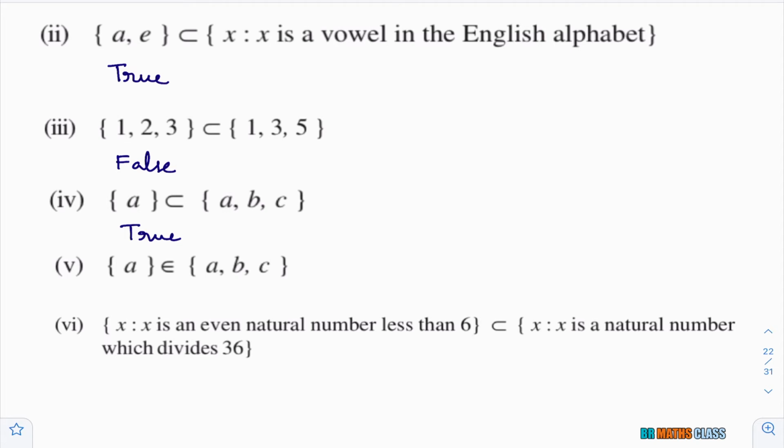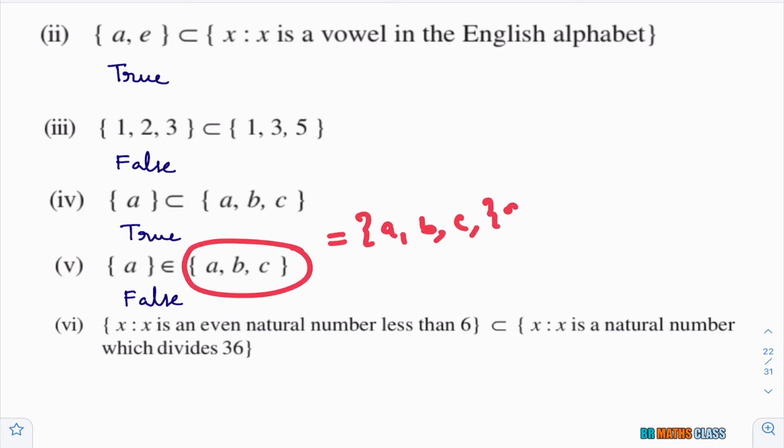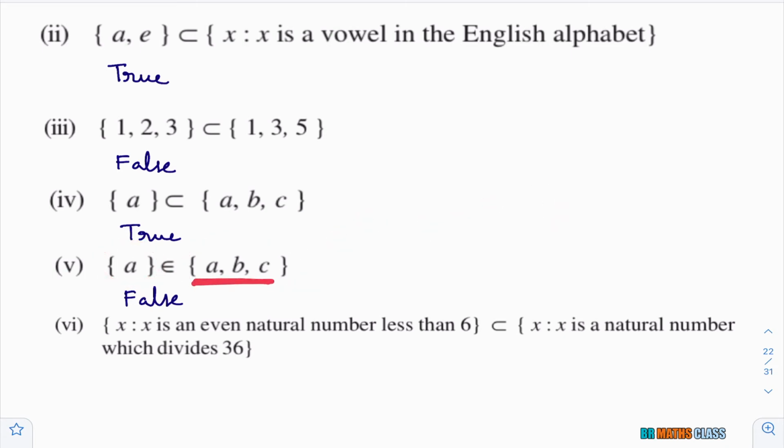This statement is correct when the set is given like this: A, B, C. If they give it like this, then we can say that this is an element present in this set, and then it is correct. But this set is not like that. So I hope you understand. For this, what is the suitable symbol? The suitable symbol is subset, but they gave belongs, that's why this is false.